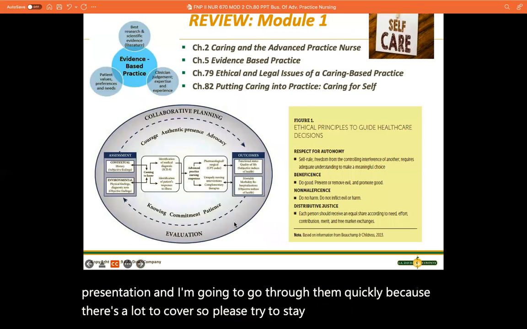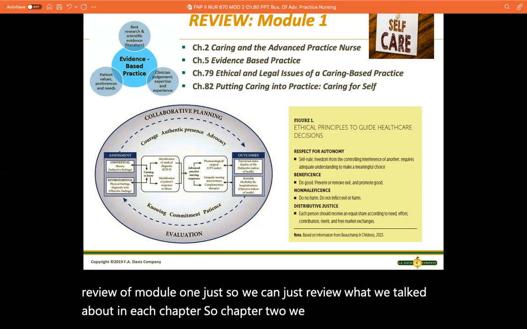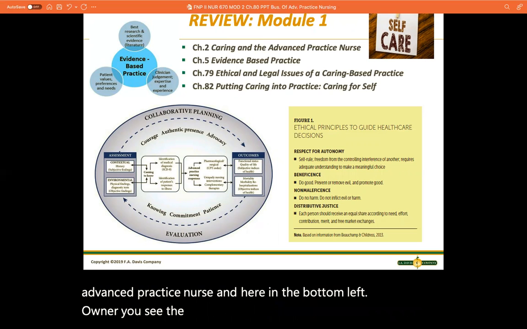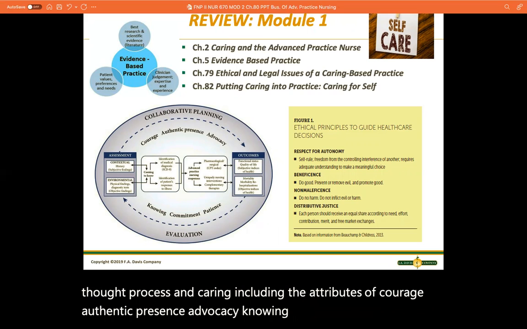All right, so review of module 1, just so we can review what we talked about in each chapter. So chapter 2, we went into caring and the advanced practice nurse. And here in the bottom left corner, you see the different factors that are involved in the APRN thought process in caring, including the attributes of courage, authentic presence, advocacy, knowing, commitment, and patience. Okay, just know that model, very important.